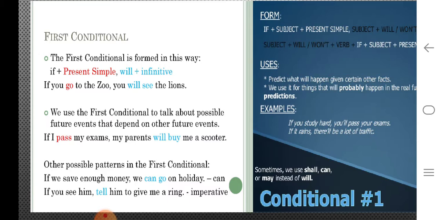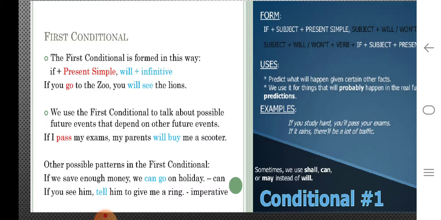If you go to the zoo, you will see the lions. We must use the first conditional to talk about possible future events. So we use the first conditional clause for possible future events that depend on other future events. If I pass my exams, my parents will buy me a scooter. So here we are talking about two possibilities that would happen in the future.